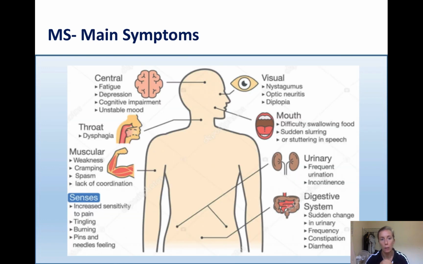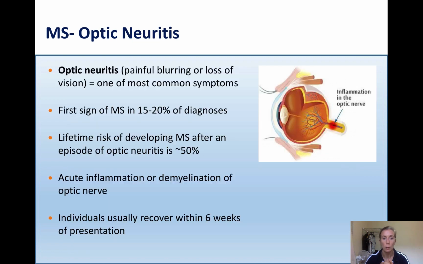So we've just got a visual here. I won't go over these, but it's just a bit of a visual summary of some of those key symptoms that we've just spoken to. So yeah, it might just help you soak that in a little bit more.